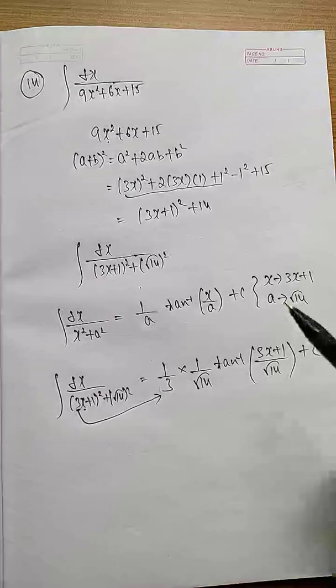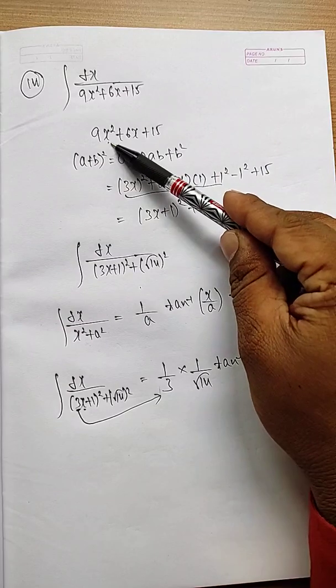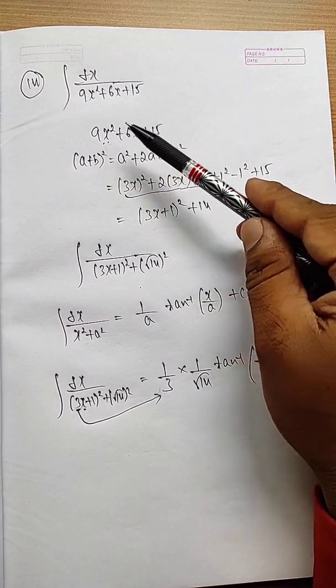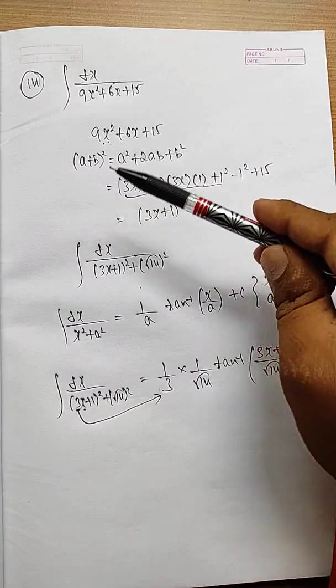So once again I am repeating, just listen here. In the last problem, the x square coefficient is 3, and 3 is not a perfect square, so what we did was take 3 as common and convert the quadratic equation to a perfect square.